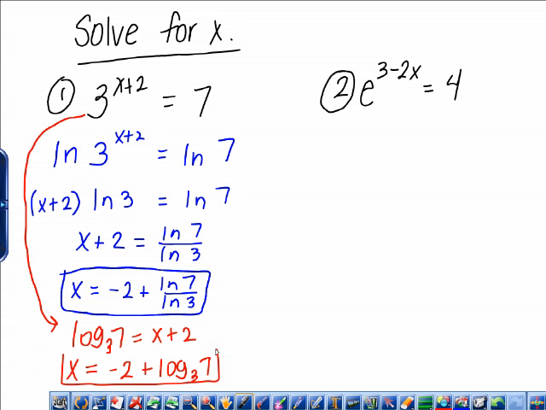What is the difference in these 2 answers? Are they different, or do they just look different? They're equivalent expressions. We know that log base 3 of 7, using change of base, is natural log of 7 divided by natural log of 3. So either one of these would be fine for me. And obviously, if I asked for an approximate answer, you would type it into the calculator anyway.